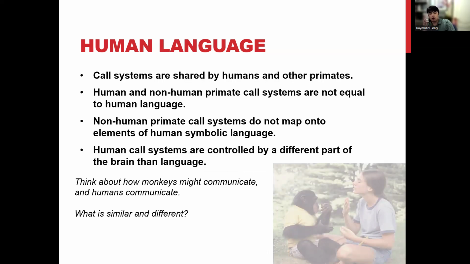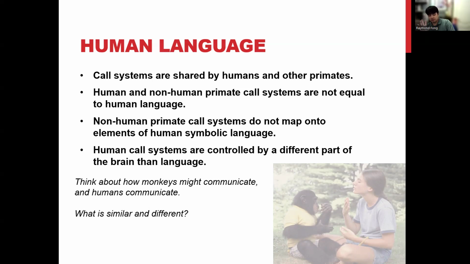Now, call systems, which is a little bit confusing. Call systems are shared by humans and other primates. Human and non-human primate call systems are not equal to human language. So call systems are, for the sake of understanding it in this way, a biological form of communication. Our ability to laugh, our ability to cry, or the reaction when we're scared, those things are considered call systems, because they are a natural reaction.